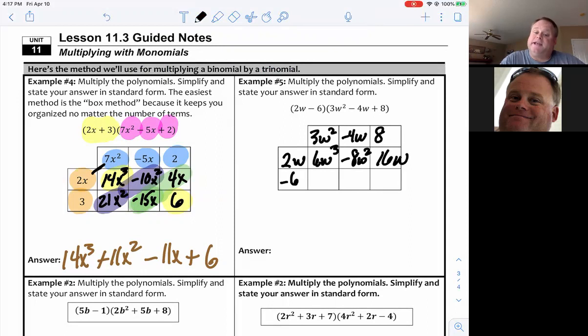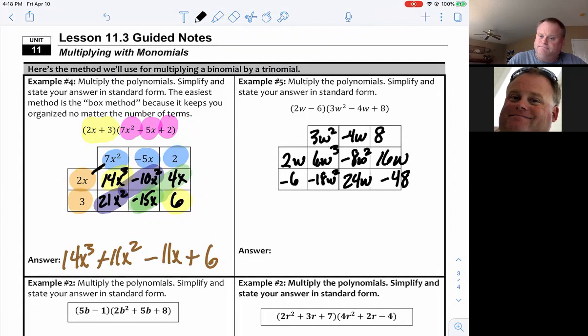Now I'm going to multiply the negative 6 with the 3w squared, the minus 4w, and the 8. So negative 6 times 3w squared is a negative 18w squared. Negative 6 times negative 4 is a positive 24w. And negative 6 times 8 is a negative 48.